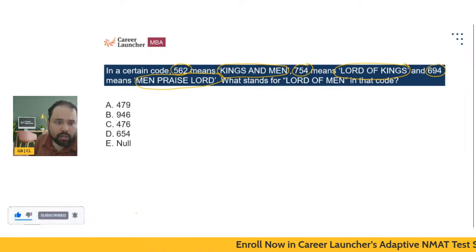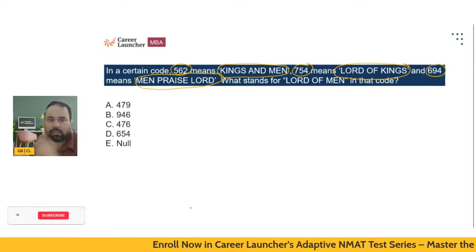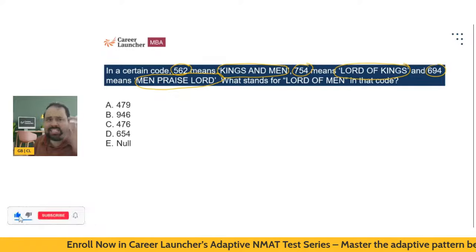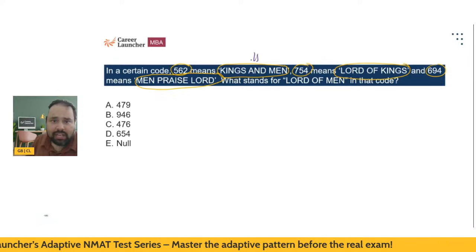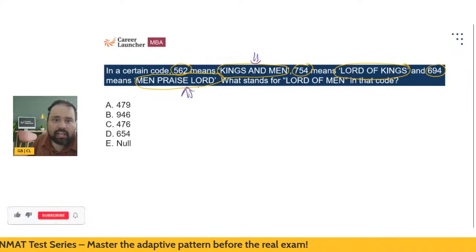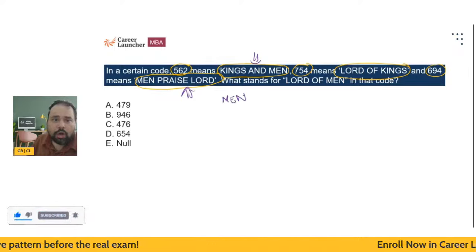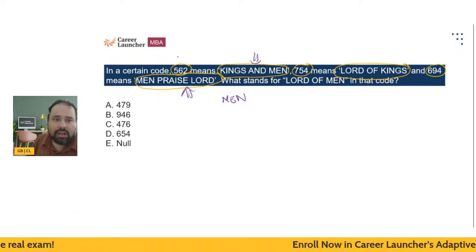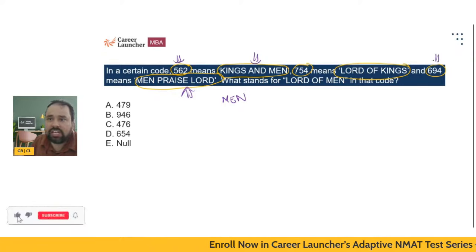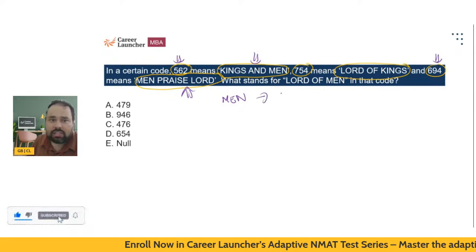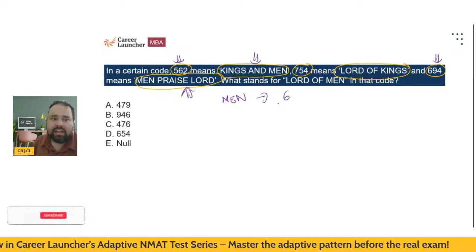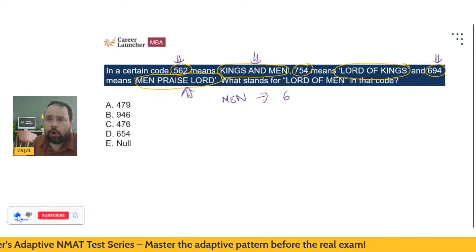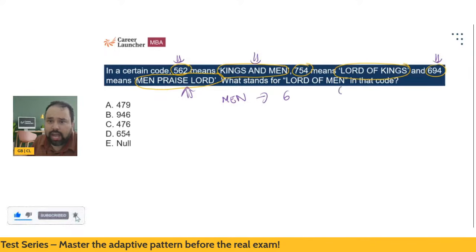So each word would correspond to a digit. Then let's look for overlaps. For example, I looked at kings and men, and men praise Lord. The only overlap is the word men. What is the overlap in digits? I have 562, I have 694. Overlap in digits is 6. So men will be denoted by 6. Lord of men, the answer should ideally end in 6.